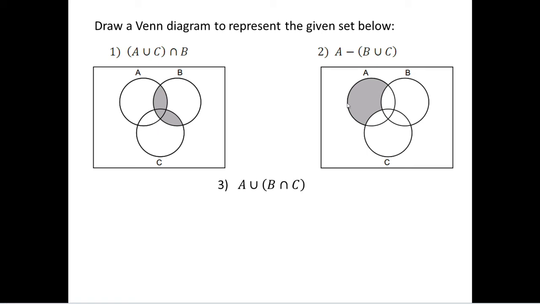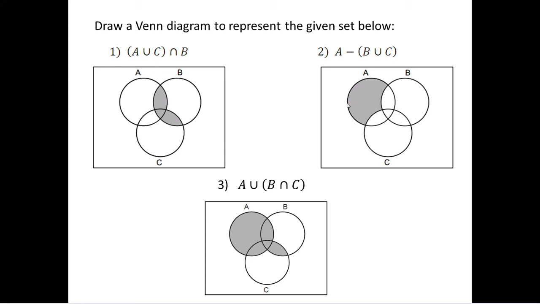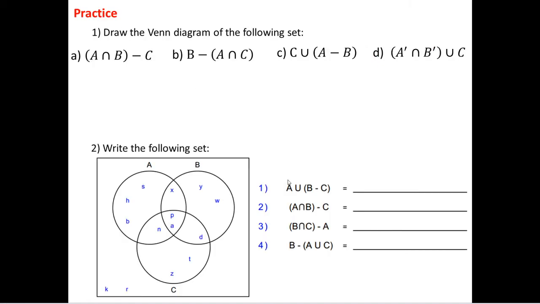Next, how do we represent A union the intersection of B and C? This is how we do it. We have A combined with the intersection of B and C. So we shade all of A, and then we also shade the intersection of B and C, this area. Everything shaded, the gray part, is our A union the quantity B intersection C.